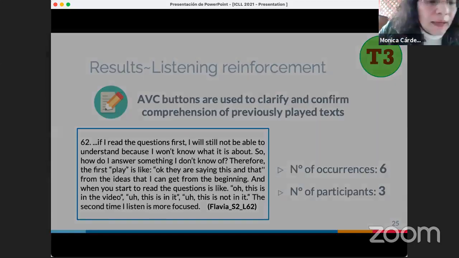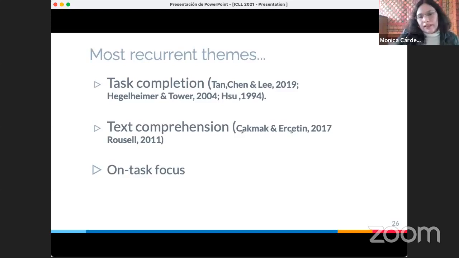Now, next, please, Natalia. So now, to recap the main points of the findings, please remember that, maybe I didn't mention this at the beginning, we selected clusters that were mentioned by at least 3 participants to be considered a cluster. Thus, the most recurrent reasons for using ABC buttons with this group of participants were task completion, text comprehension, and on-task focus.